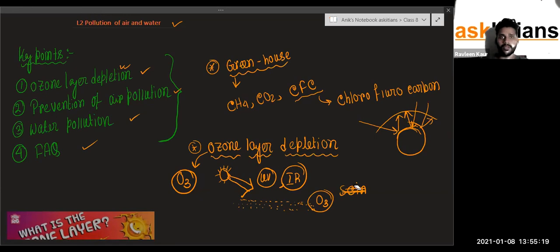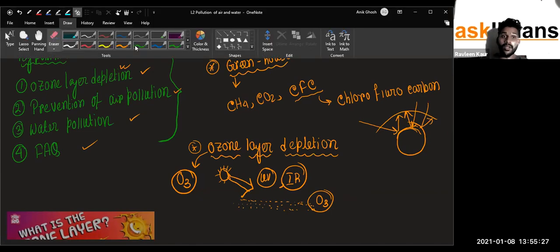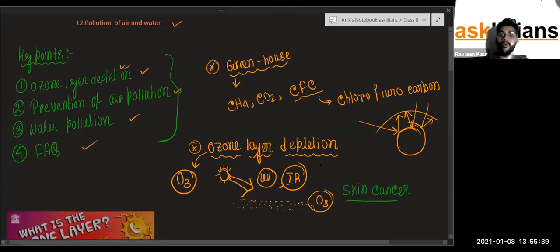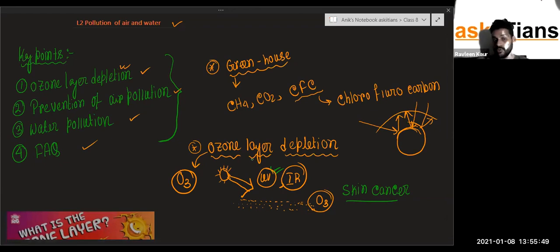So we would have skin cancer, and I think you know that this is very harmful for us. So this ozone layer is helping us by preventing the UV rays from falling to the Earth's surface. These UV rays are getting shielded by this ozone layer. As a result, they are not falling onto the Earth's surface.